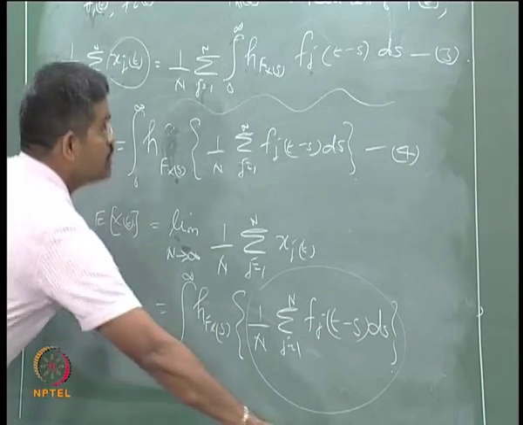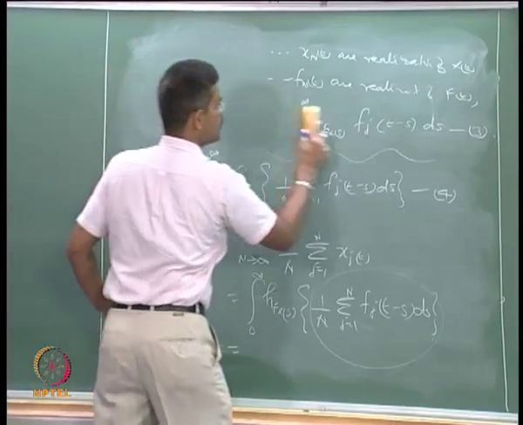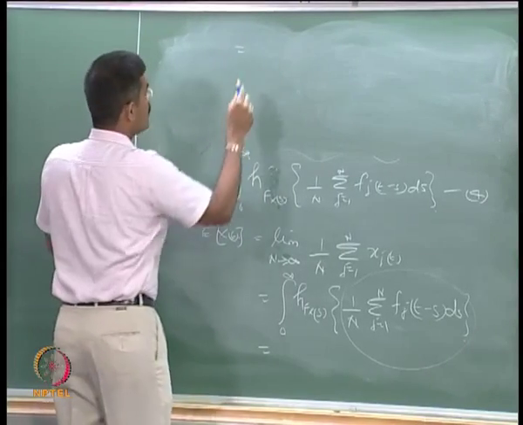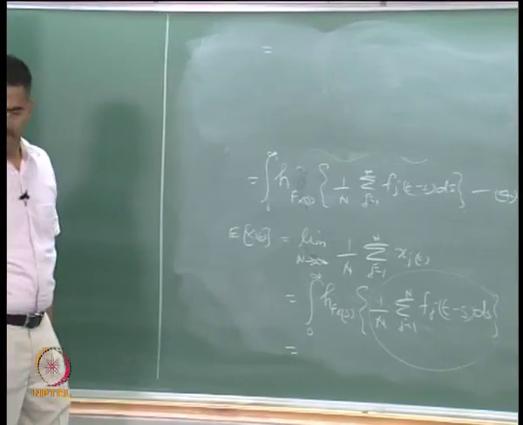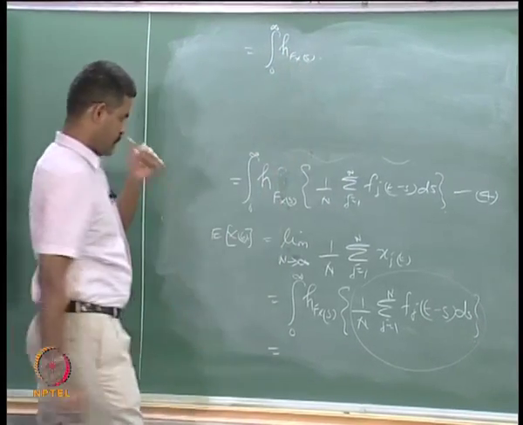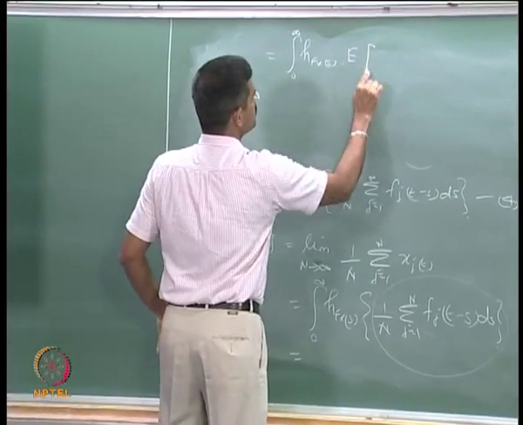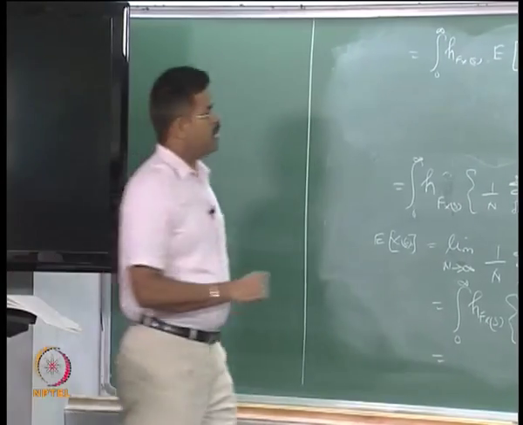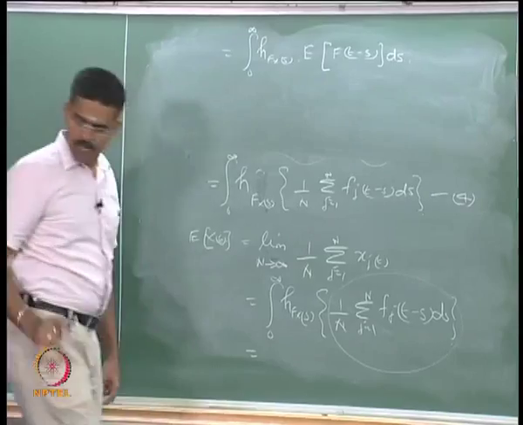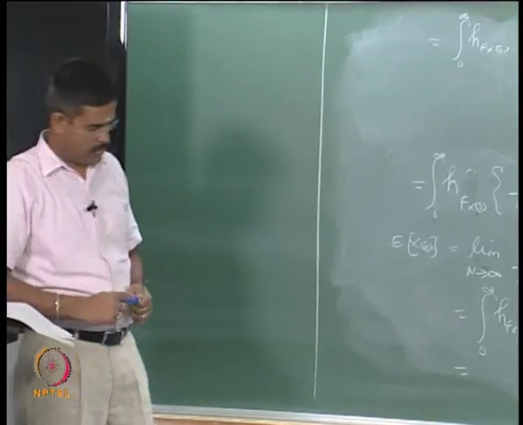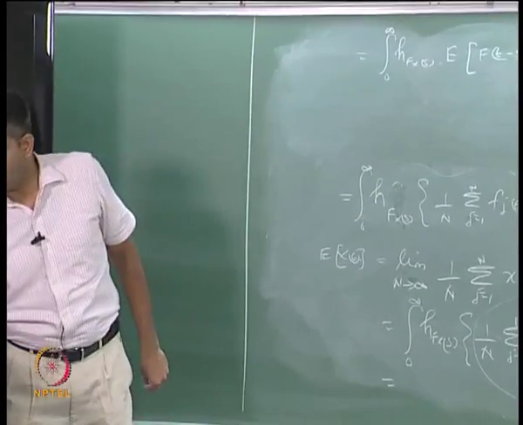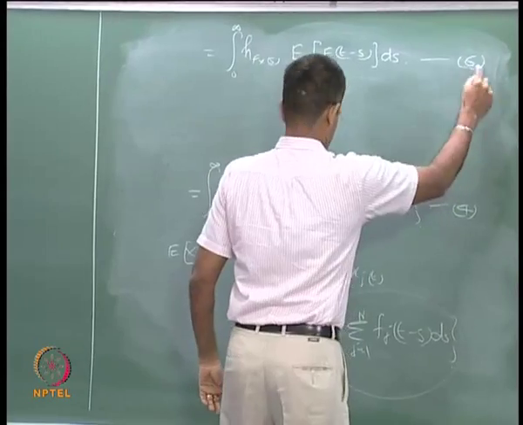So I can rewrite this as, I am writing it here, I will remove it. So I can rewrite this as the integral from 0 to infinity of h of xs times the expected value of f of t minus s ds. Is that okay? Now we already know, I will call this equation number 6. Okay, this was 5.